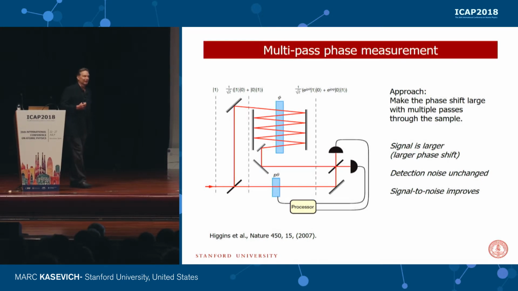Why is this good? Well, I'm measuring a small phase shift. If I can make that small phase shift larger, it's going to be easier to measure the phase and determine the presence of that biological matter. And so, arranged for multiple passes, the detection noise, which is given here now by the read noise of the detection of the electron, is the same, but the signal is much larger, and so the signal to noise of this measurement improves somewhat dramatically with the number of passes through the sample.